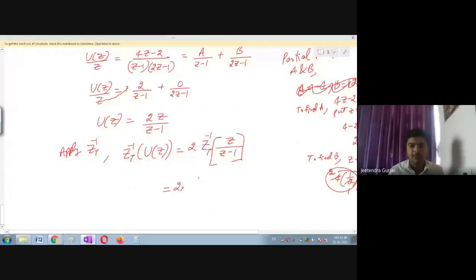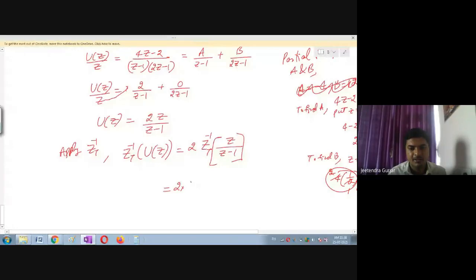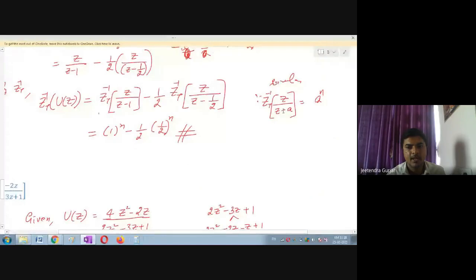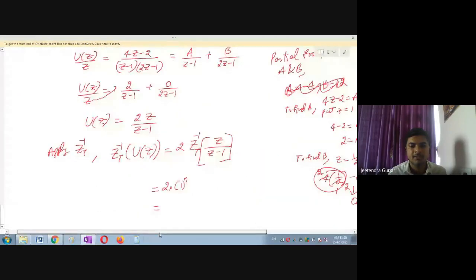What will you get here? Z divided by z minus 1 gives 2 into 1 raised to n. Very good. You are going to use this formula I have already given here: z divided by z minus 1 is equal to A raised to n. A is 1 now, so this is 1 raised to n, or the final answer you are going to get is 2. Is it clear, students?